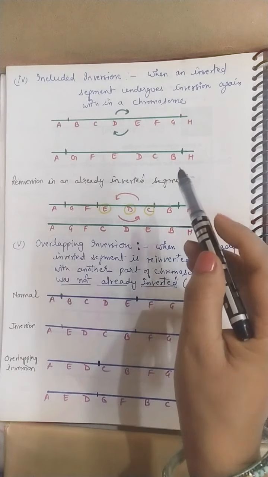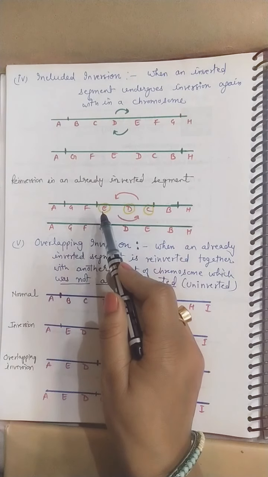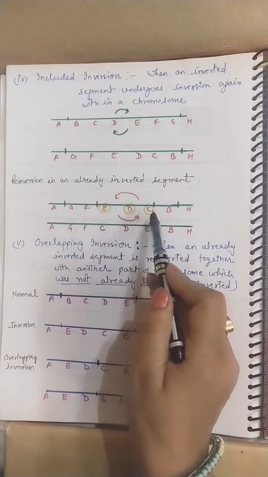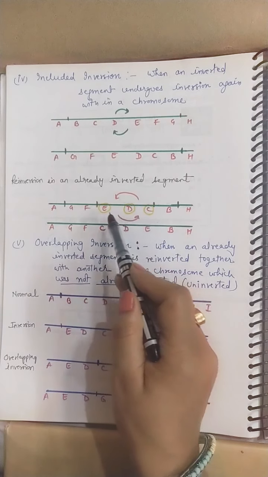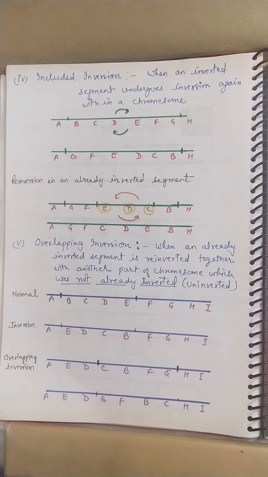After such inversion, again there are 2 points between F and C and between C and B, as you can see here. Again this segment gets inverted. So an inversion within an inversion, means included inversion, has happened. Therefore we can define that when an inverted segment undergoes inversion again within the same chromosome, it is called the included inversion.